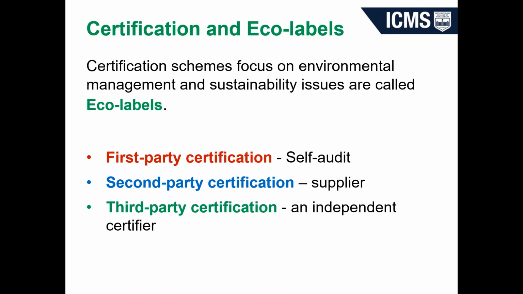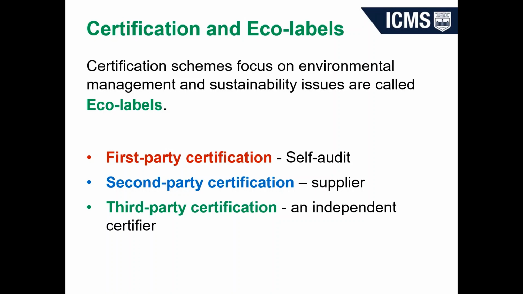Certification schemes which focus on environmental management and sustainability issues are called eco-labels. Eco-labels are often categorized in 3 groups. The first is first-party certification or self-audit, which allows a company to self-audit its activity and certify itself with an eco-label. The second is second-party certification, which often refers to some industry where a wholesaler, for example, has their own auditing scheme to certify supplier products and services, such as accommodation facilities and transportation.